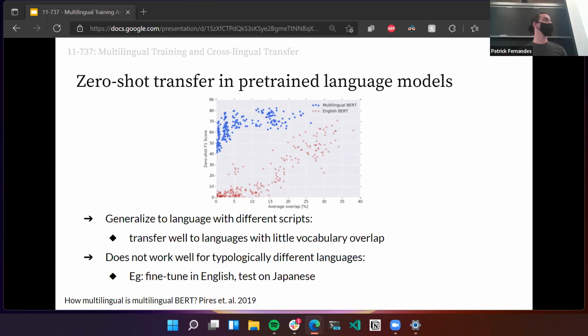What is the graph trying to tell us? So the graph is trying to tell you that even for languages that have very little vocabulary overlap, so the left side, right, you're still able to do zero-shot performance. If you look at the blue dots, you're still able to do relatively good zero-shot performance, even if they share basically no vocabulary.